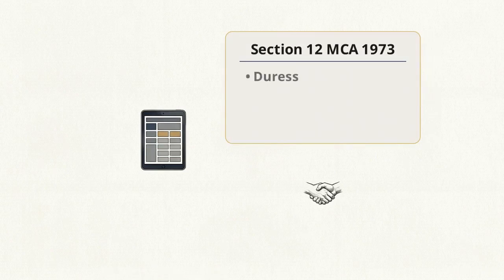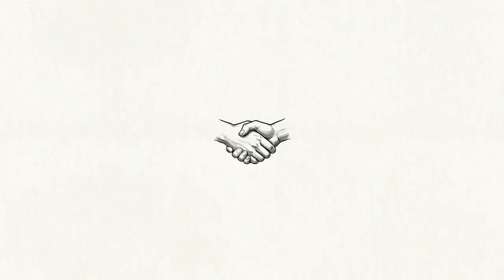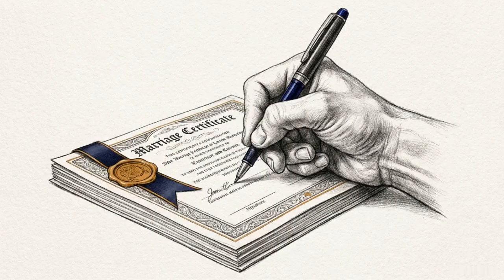Moving down the statute, we shift to grounds involving a lack of valid consent. Section 12 dictates that consent fails if it is given under duress, by mistake, or by a person of unsound mind. The threshold for duress requires fear sufficiently grave to overbear the applicant's will. It must be severe enough to destroy true, voluntary consent.